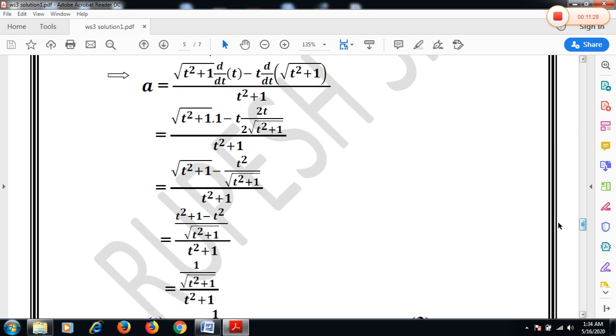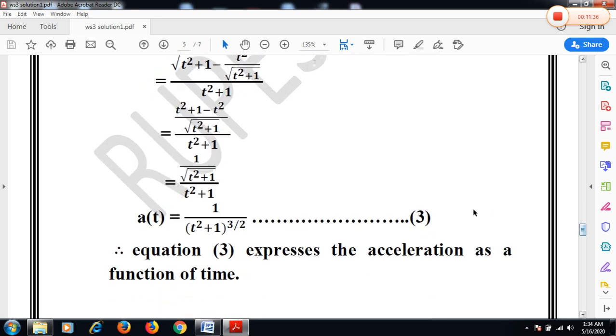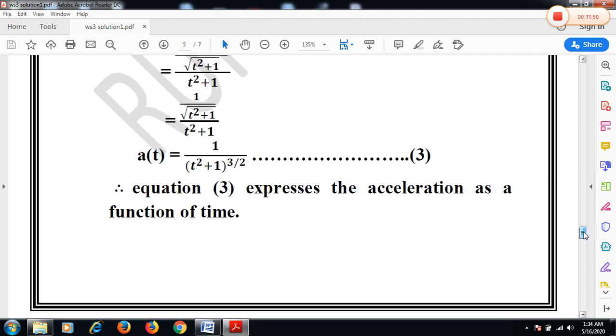So we are having t square plus 1 minus t square by root over t square plus 1 divided by t square plus 1, which ultimately results in a equals to 1 by t square plus 1 to the power 3 by 2, which we have numbered as equation 3, which gives us the acceleration as a function of time. Hope you have understood. Let us move forward to the next problem.